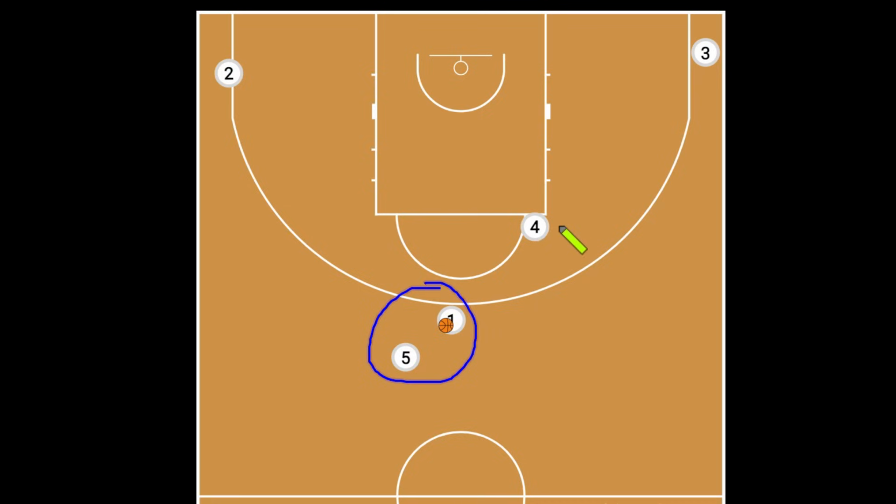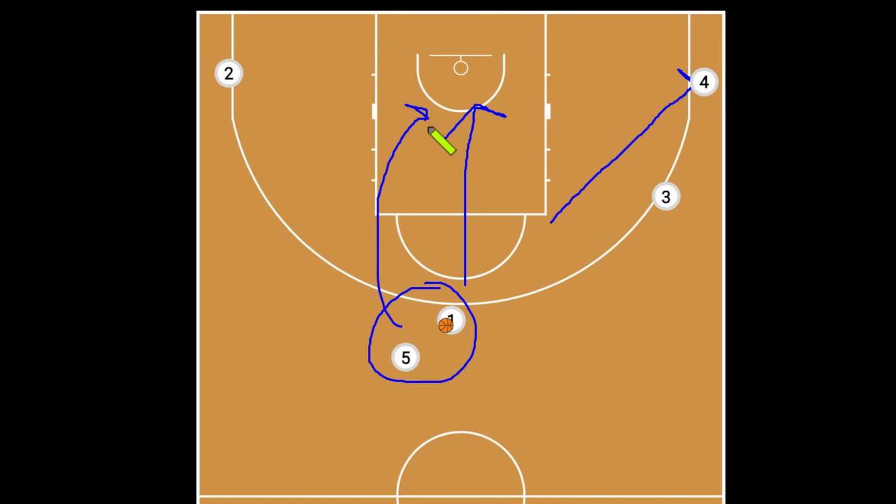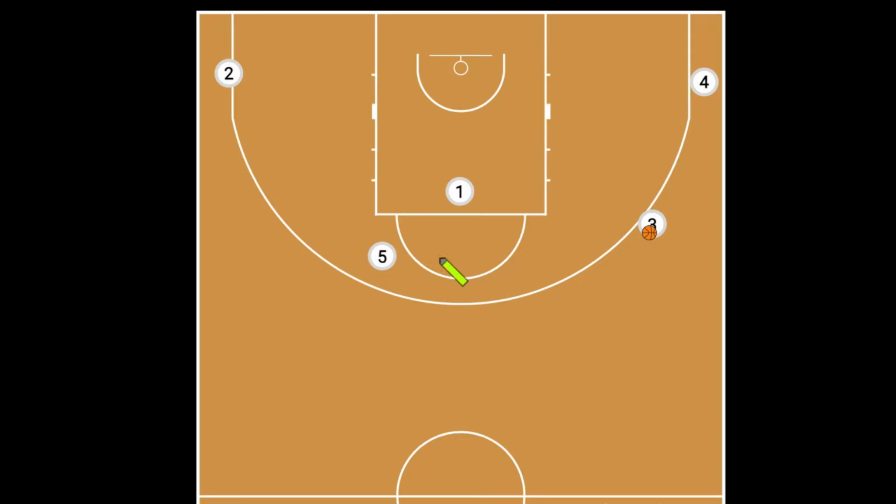But as that is happening, number 4 is going to go immediately set another screen here for number 3, and number 3 is going to curl. So we have that pick and roll to the basket now between number 5 and number 1, but we also have, if the defense collapses for some reason, number 3 out here to kick it out to as well for an outside 3-point shot. So multiple different options here within this horn set.